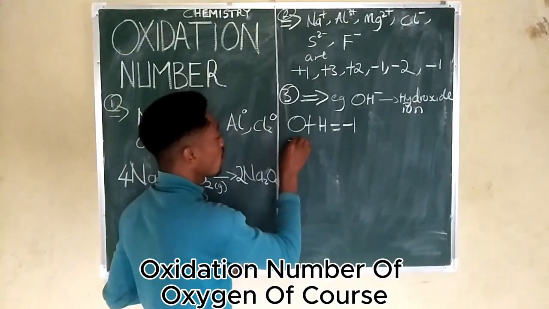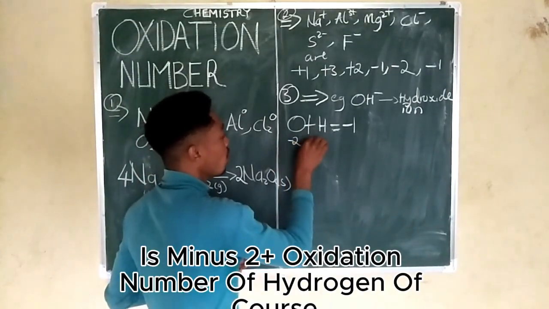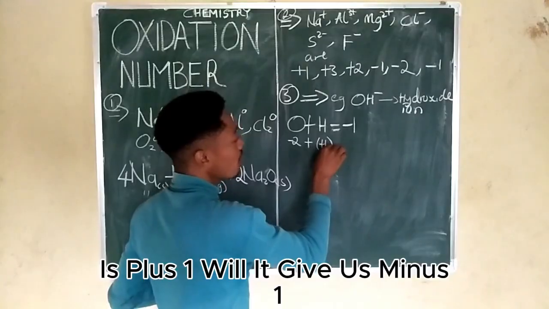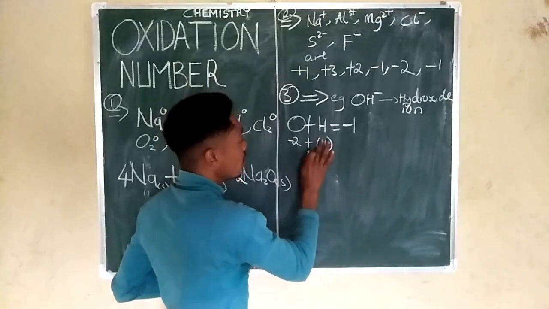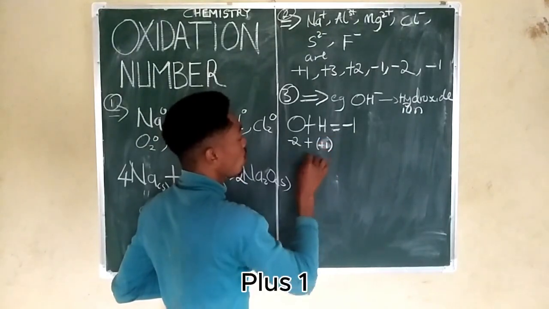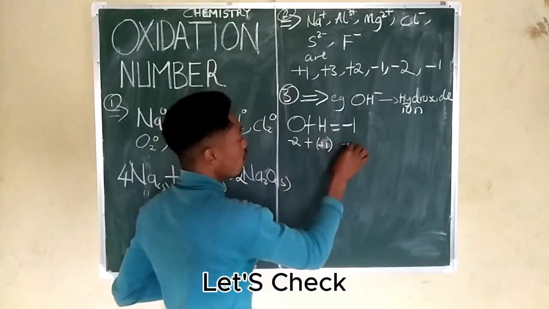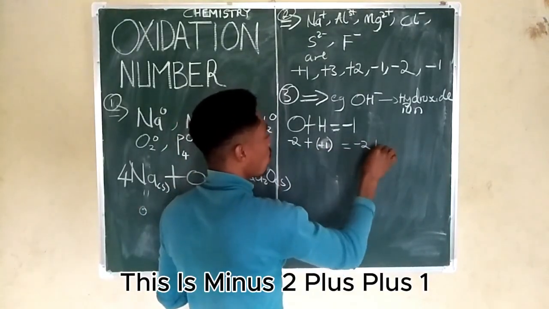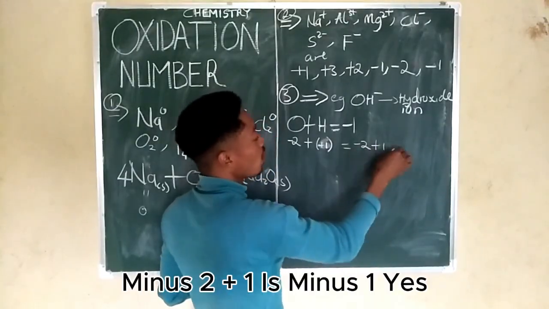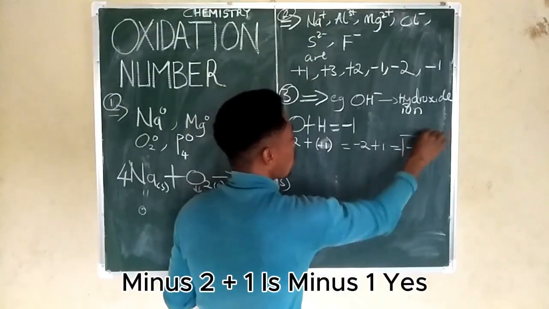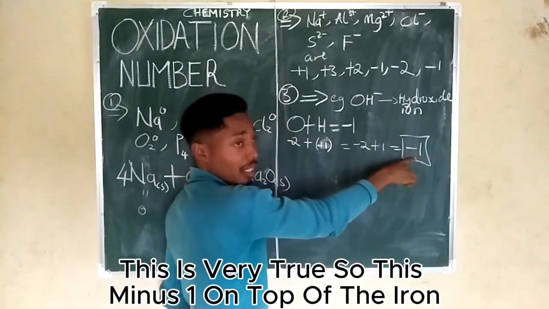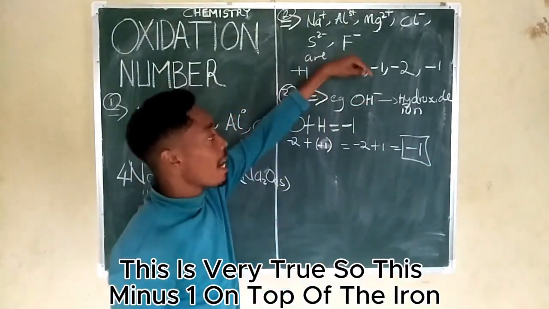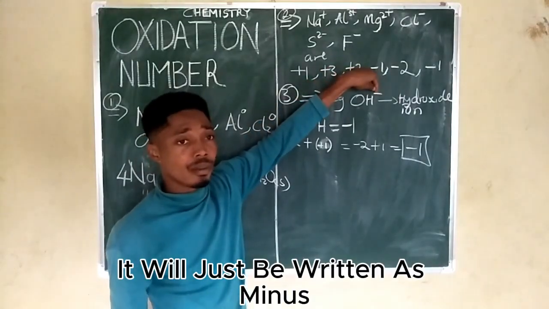The oxidation number of oxygen, of course, is minus 2, plus the oxidation number of hydrogen, of course, is plus 1. Will it give us minus 1? Let's check. This is minus 2 plus 1. Of course, minus 2 plus 1 is minus 1. Yes, this is very true. So this minus 1 on top of the ion will just be written as minus.